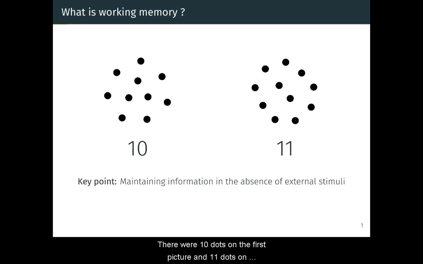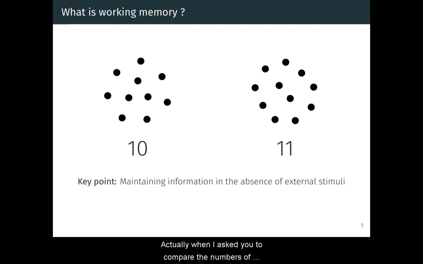There were 10 dots on the first picture and 11 dots on the second one. So the answer is clear, there were more dots on the second one. Let's now look at what you have done to answer that simple question. On several occasions, you had to remember numbers in your head. For instance, while you were counting one by one the dots, 1, 2, 3, 4, etc., or when you had to compare the number of dots, 10 and 11.